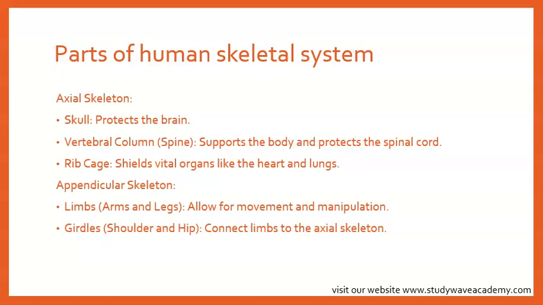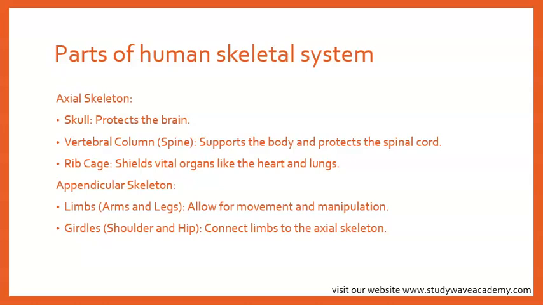Another part of the human skeletal system is the appendicular skeleton. It has the limbs, which allow for movement and manipulation. Girdles connect limbs to the axial skeleton. So we said we have two parts of the human skeletal system: the axial skeleton and the appendicular skeleton.